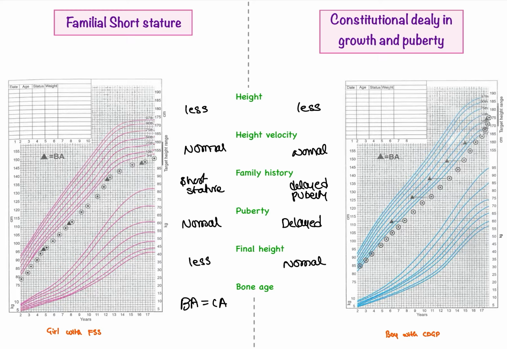In this graph, you can see the boy, when he is born, the height is normal, and then he is growing less than third centile, but at the end he is achieving normal height. But here you can see the bone age is less than chronological age. That is, bones are not growing according to the age. So in CDGP, chronological age is greater than bone age.